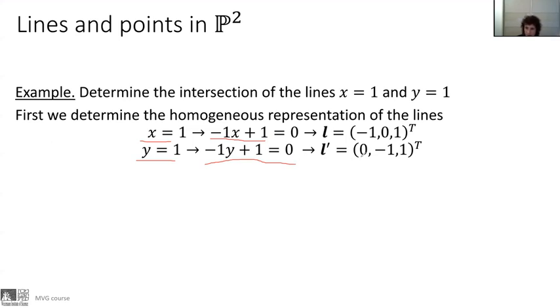And therefore, the ABC is 0, minus 1, 1. Okay?